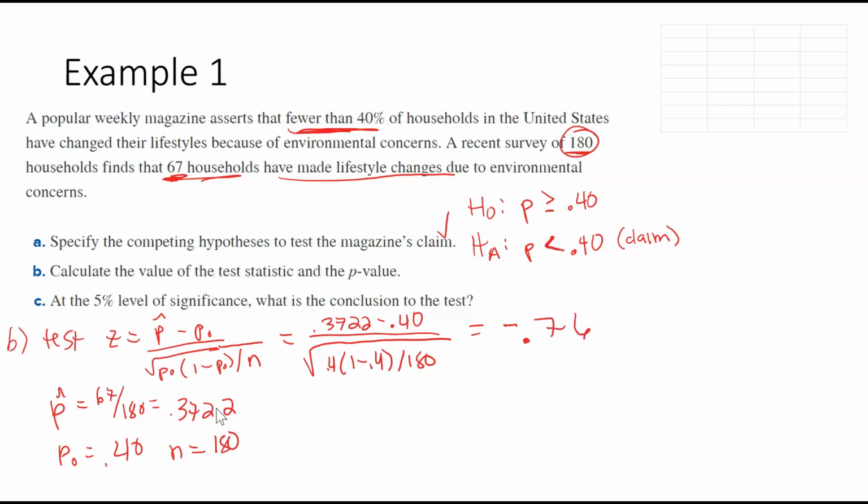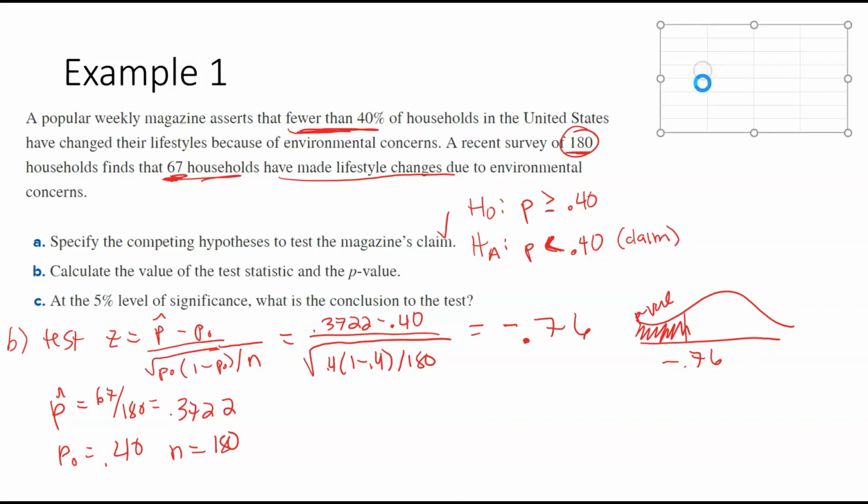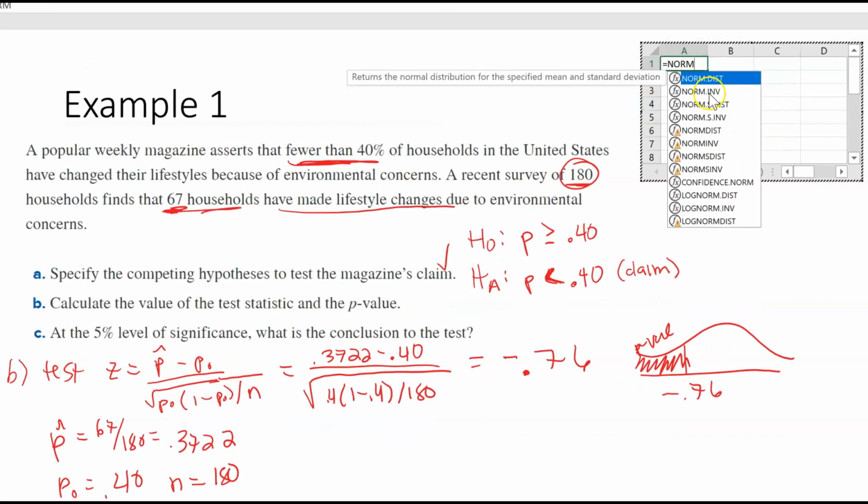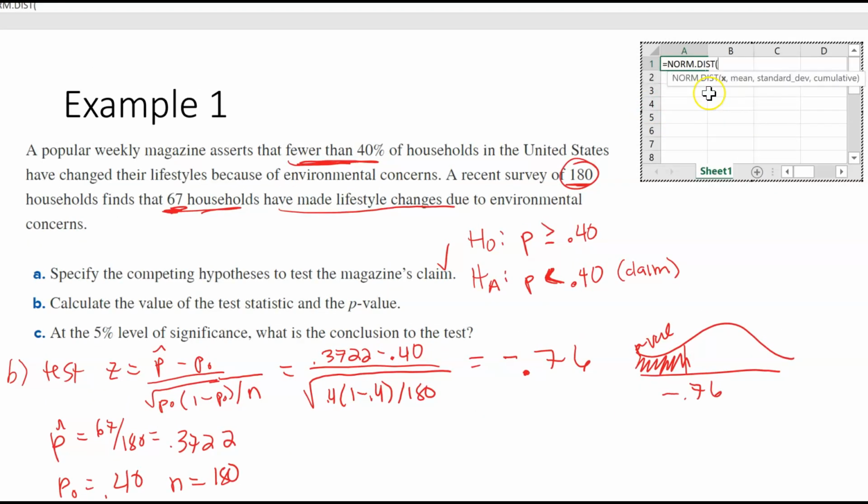0.76. So if we think about this for a moment, we know it's a negative 0.76, so let's look at our alternative. That is a left-tailed, so we can do this over here. That's great. We can just go straight to Excel to get our p-value the way we've done in the past without having to worry too much about it. So this is norm.dist, and our x is negative 0.76011.